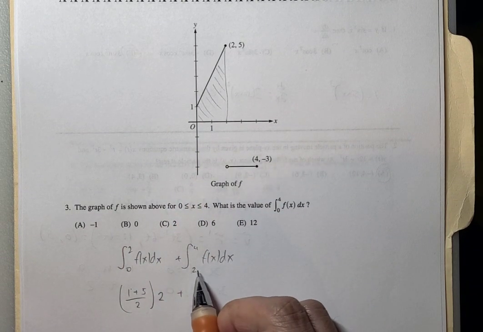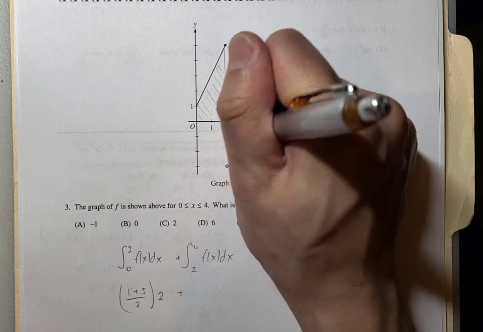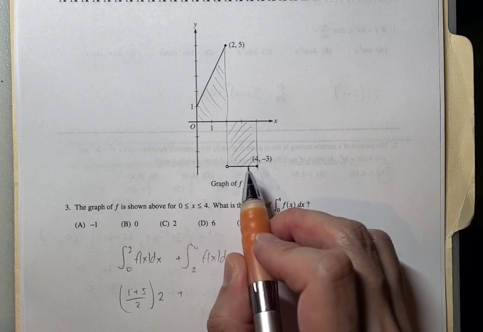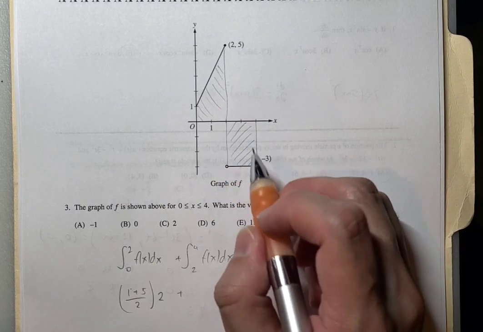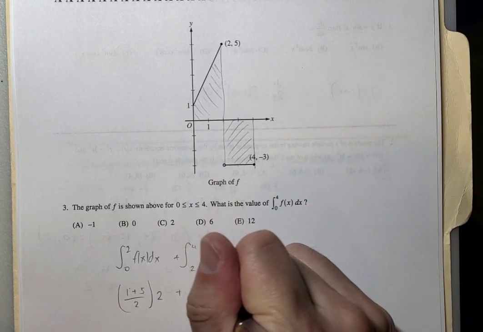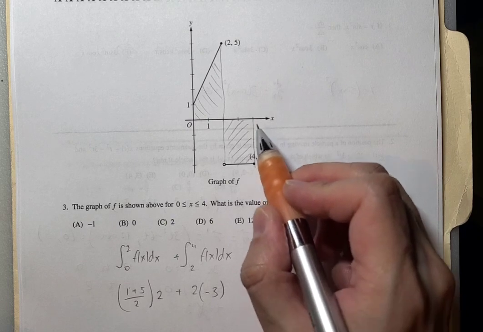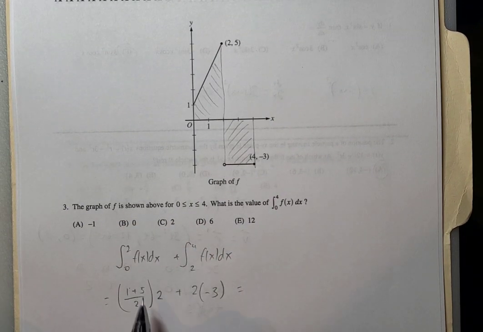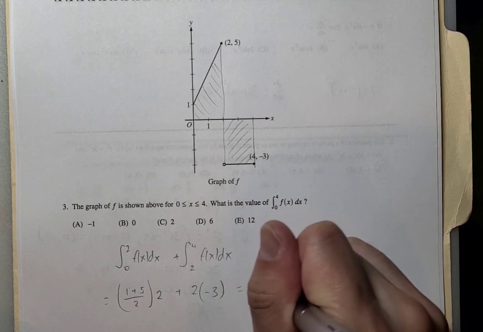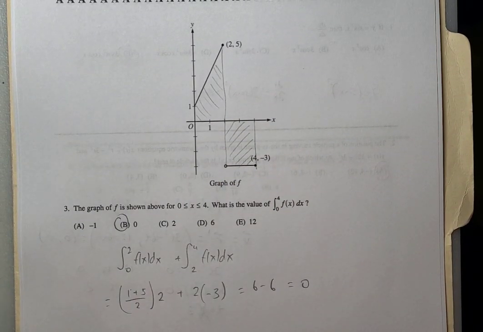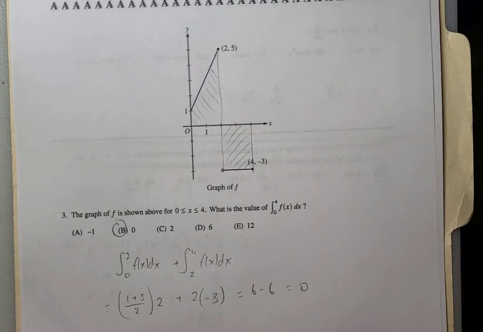Okay? Now how about the integral from 2 to 4 of f of x dx? It's the area of this rectangle. It's below the x-axis, so it's going to be negative. The area of the rectangle is base times height. The base is 2. The height is what? Negative 3. It's 3, but remember I just said it's below the x-axis, so put a negative sign. So that's what the integral is equal to. So what's this? There'll be 6 minus 6, which is 0. Choice B. All right, let's move on.